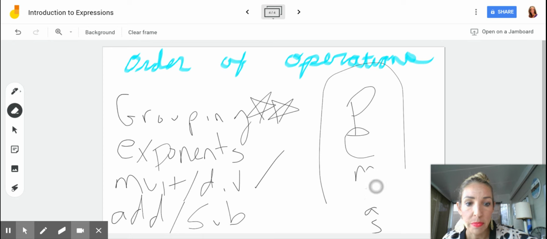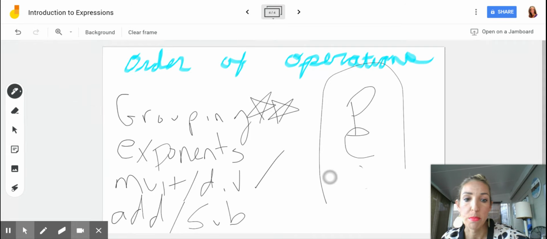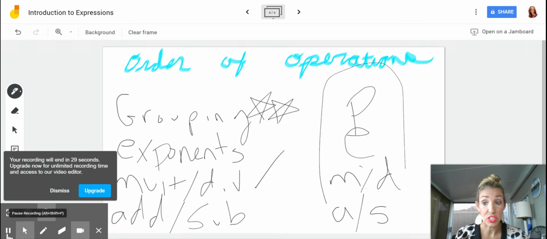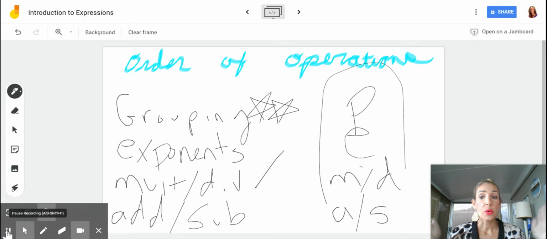So technically, a better way to write PEMDAS is to write multiplication, division together, adding and subtracting together. So we might actually divide before we multiply if the expression has division from left to right before it does multiplication. So in the next video, we are going to practice simplifying expressions without variables using order of operations.